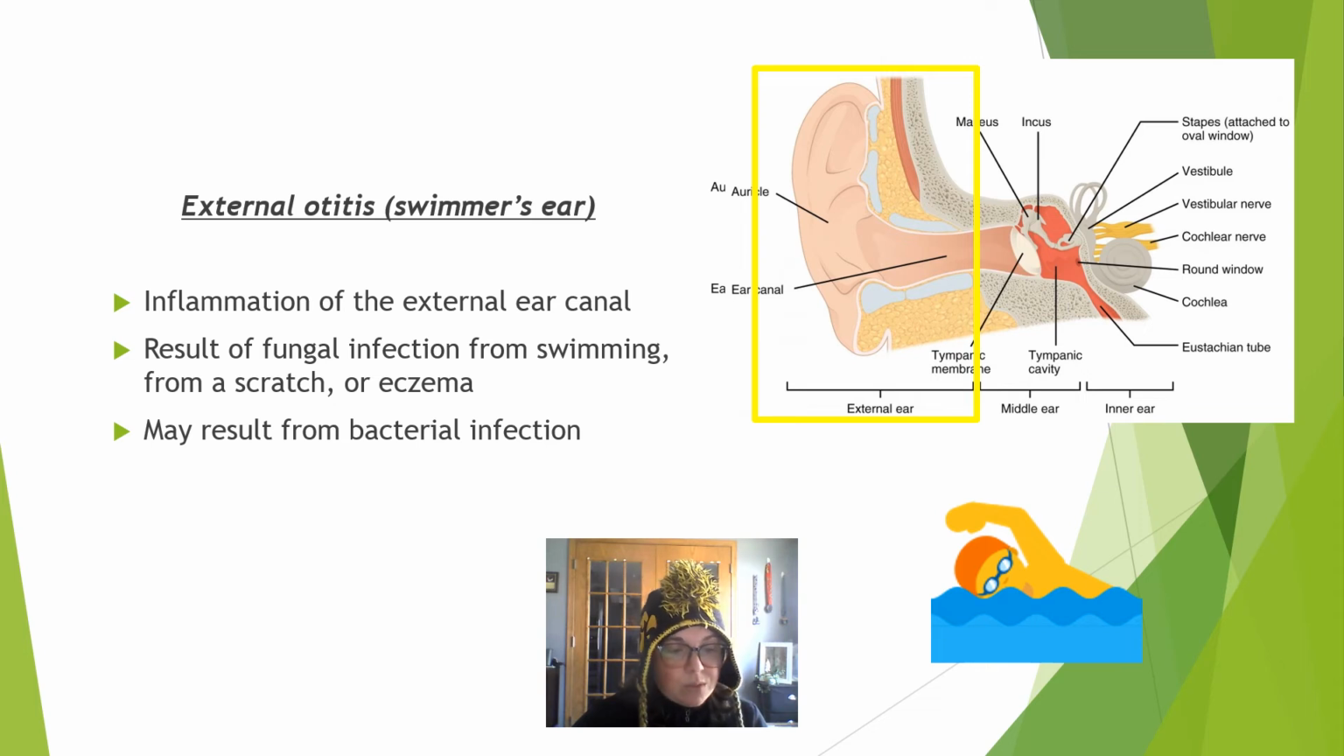External otitis, or swimmer's ear. This is the inflammation of the external ear canal. Again, this is a result of fungal infections from swimming, also from a scratch, or potentially from eczema. This could result in a bacterial infection if not addressed.